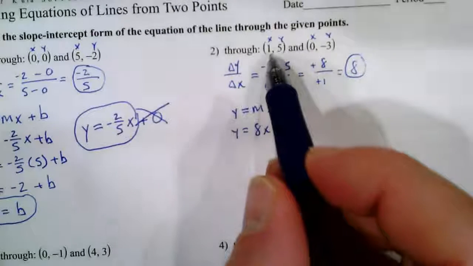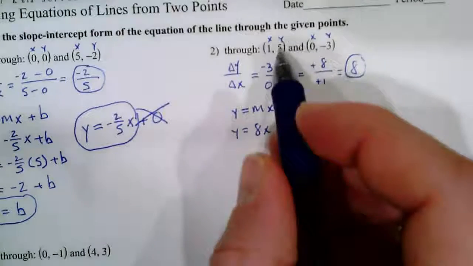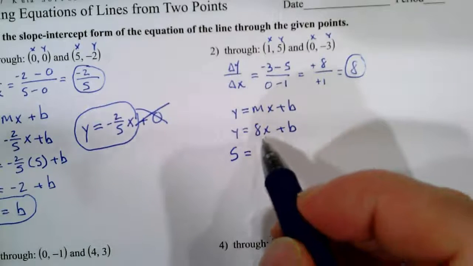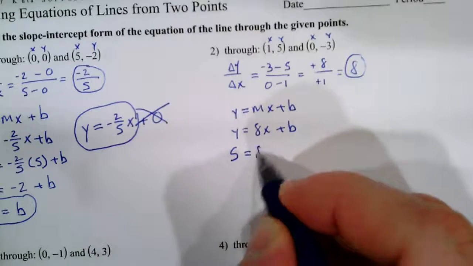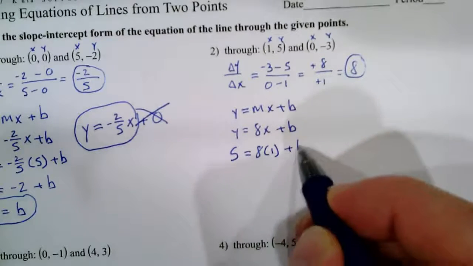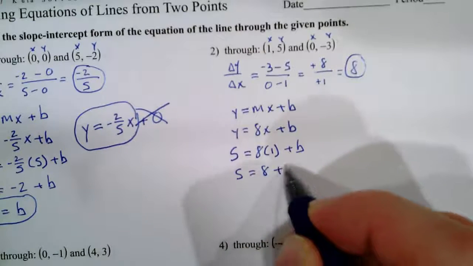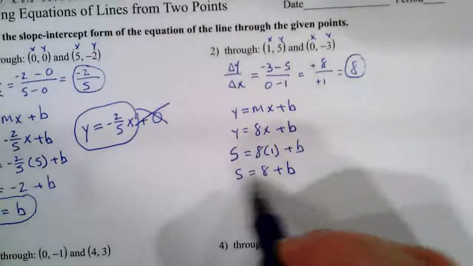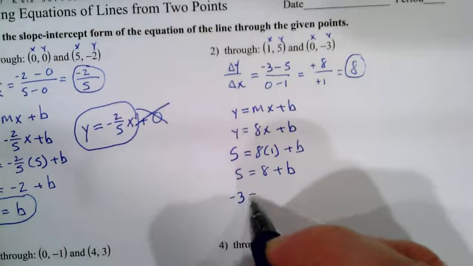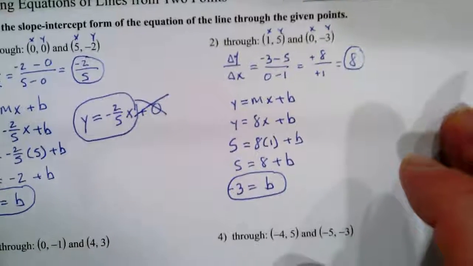But again, I'm going to use the more complicated one just to show you that we're still going to get -3 as our y-intercept. So we'll substitute 5 for y, 8x, substitute 1 for x, plus b. 5 equals 8 times 1 is 8, plus b. Subtract 8 from both sides. Well, 5 take away 8 is -3. And that's our y-intercept, the place where the line crosses the y-axis.